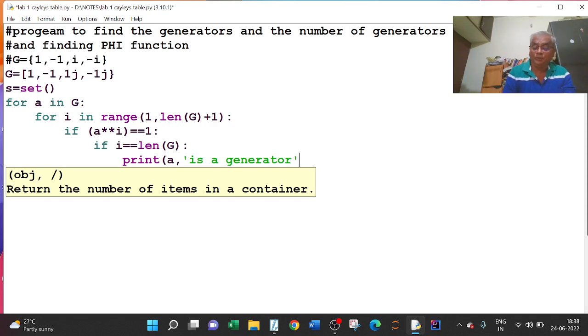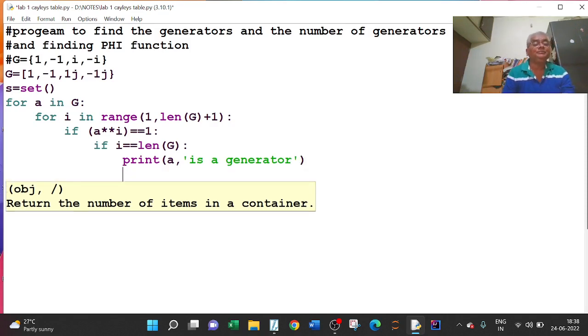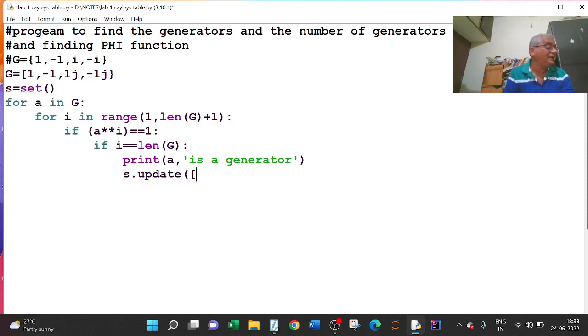Single quote, close bracket, close. And if A is a generator, I will include this A in this set S here. So we write S.update, and within the square bracket I have to take A, close this square bracket, close the bracket.